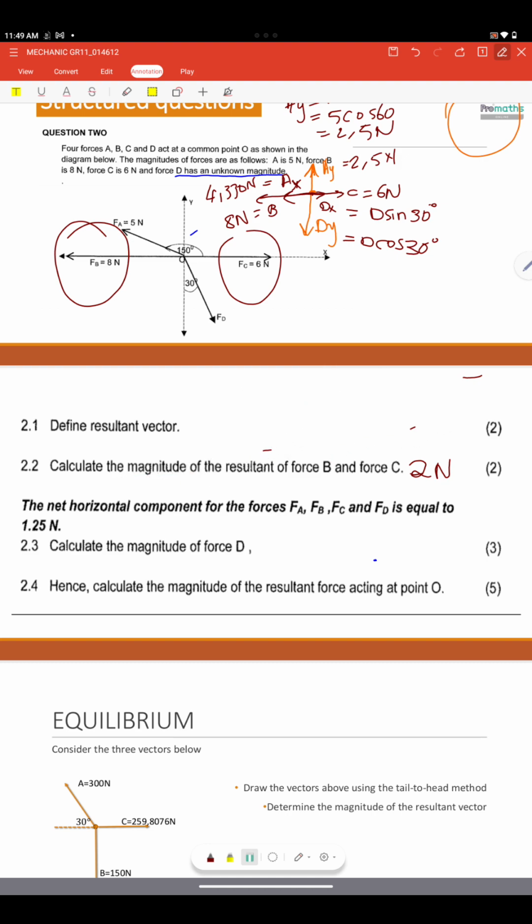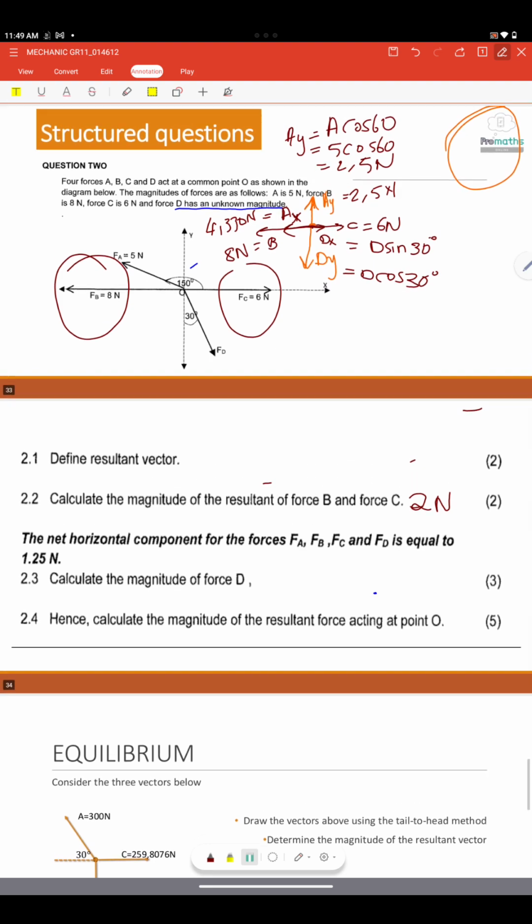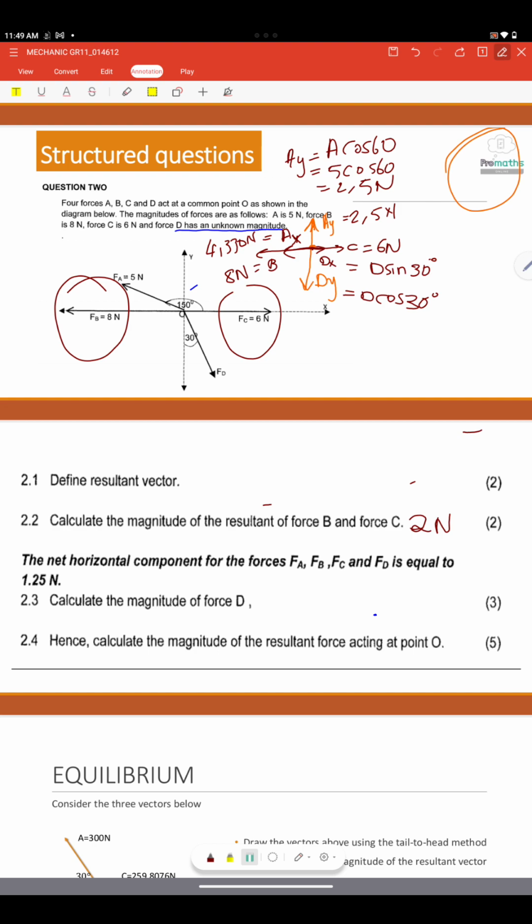Then the next question says the net horizontal component of the forces A, B, C, and D is equal to 1,25. And if you look at the sketch that we have just simplified, along the x direction, we indeed have 1, 2, 3, 4 forces. So what this means is the resultant of the forces along the x direction is 1,25. This statement going forward is going to help us in answering the questions.